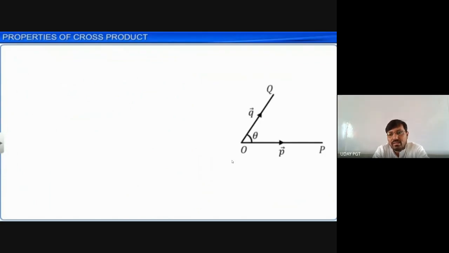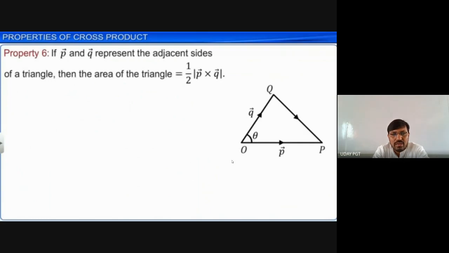P vector and Q vector are taken here. From Q to P, the point is, if P and Q represent the adjacent sides of the triangle, then the area of the triangle is equal to half of the magnitude of the cross product of these two vectors.